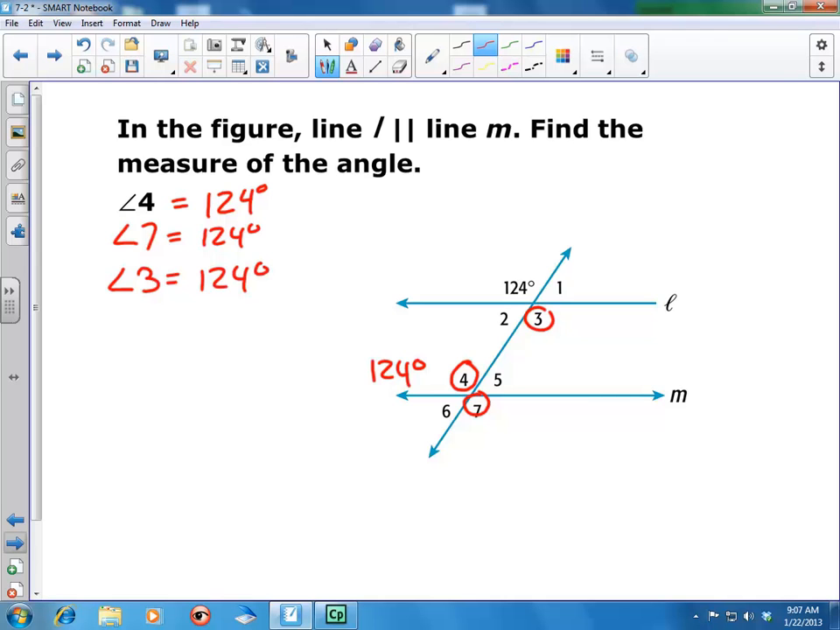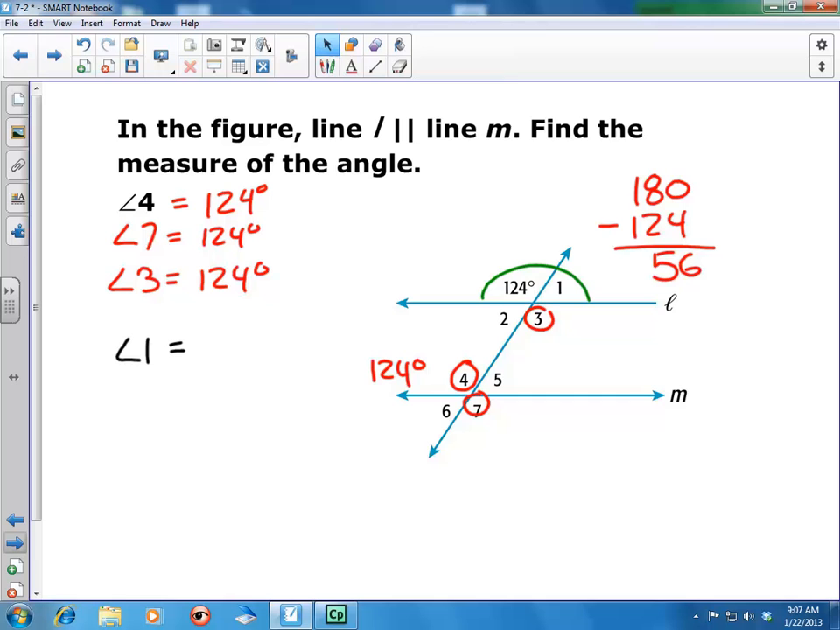Good. Now, what if I asked you the measure of angle number 1? And how do we know that? Yeah, we know that these two angles right here have to add up to equal 180, because a straight line equals 180 degrees. We know that. You guys told me that already. So if we take 180 and subtract 124 from it, that gives us, what do we say, 56? So I know that angle 1 has to equal 56 degrees.